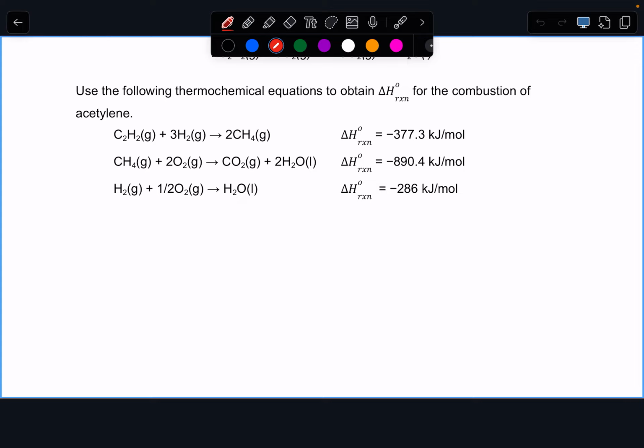Figuring out equation number 3. Go ahead. Sorry.